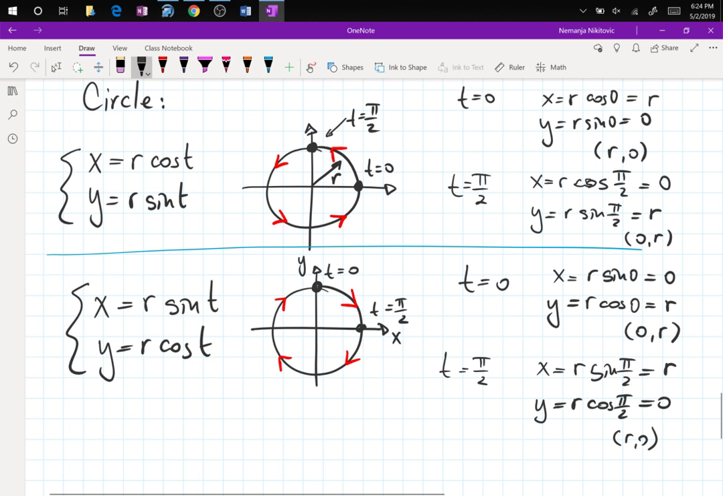So now it's clockwise. So swapping sine and cosine swaps the orientation, but keeps the same picture. It's still the same circle with the same radius. And if you're not talking orientation, there is no difference which one you put first, sine or cosine. But in Calculus 3, it will be important which way orientation is for certain calculations, so you need to know it.